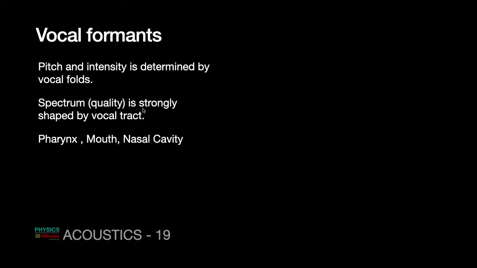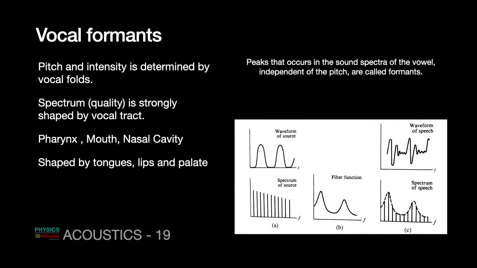The parts of the vocal tract which shape the spectrum are the pharynx, mouth, and nasal cavity, shaped by the tongue, lips, and palate. Here is an example which can be used in synthesizers to create artificial speech. These are the basic vibrations of the vocal folds, as we have seen, 8 millisecond. This is their spectrum, which we have also seen.